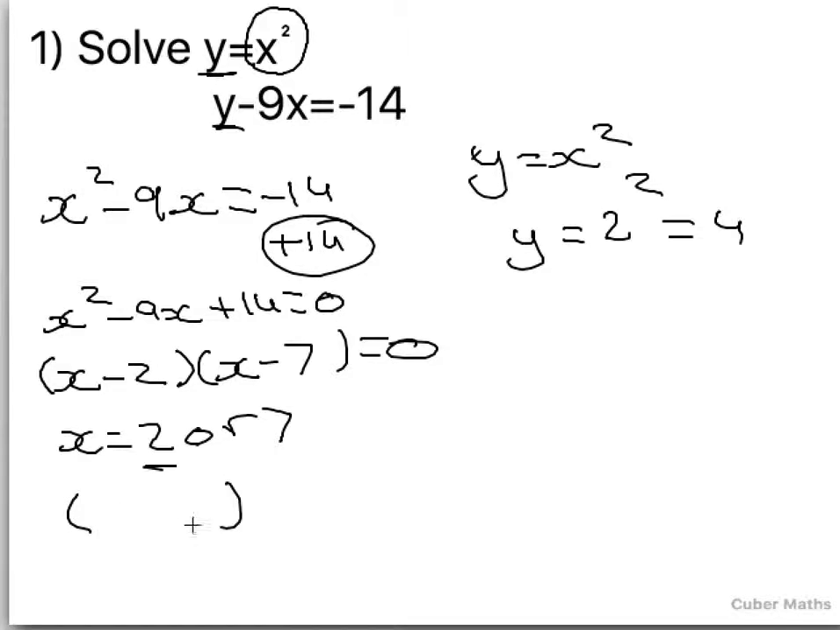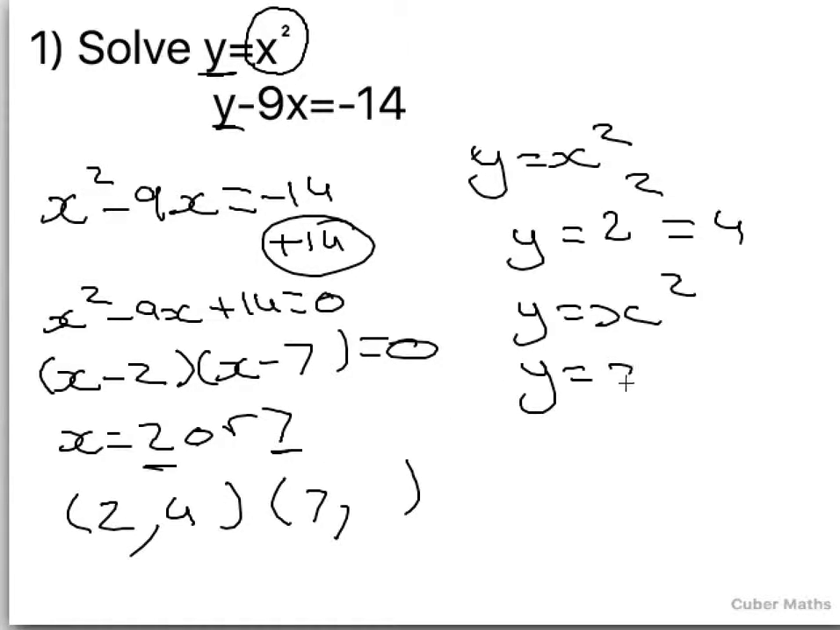So we write it as a set of coordinates, x is 2, and y is 4, and then if we try and find our other set, when x is 7, well, we're just going to substitute that back into our equation. So we're going to do y equals x squared. And then if x is 7, we're going to do y is equal to 7 squared. So y is equal to 49. So when x equals 7, y is equal to 49. So just pop that into the brackets. And then that's how we write solved simultaneous equations.